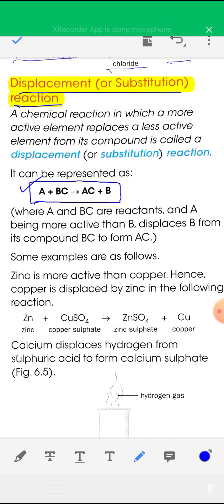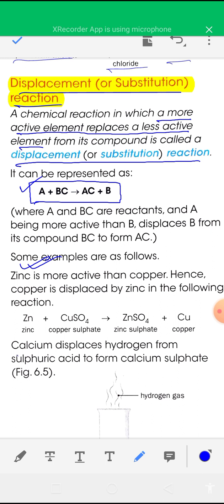So displacement reaction means a chemical reaction in which a more active element replaces a less active element from its compound. It is called displacement or substitution reaction. Now, an example of substitution or displacement reaction.